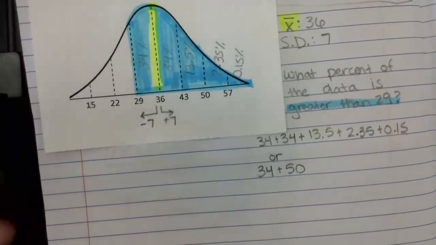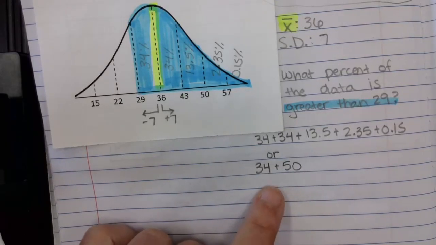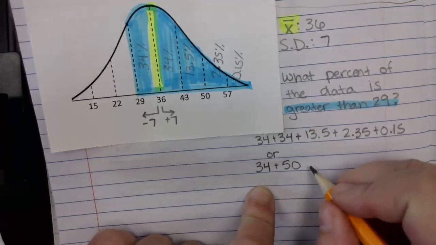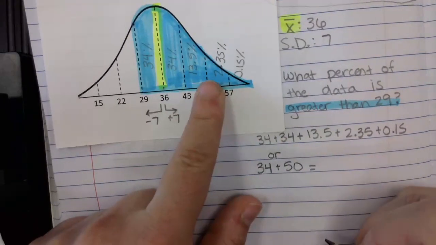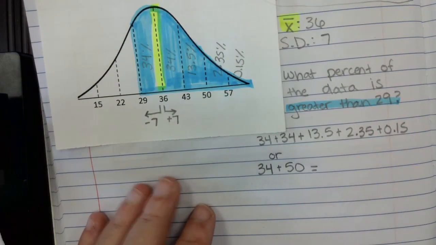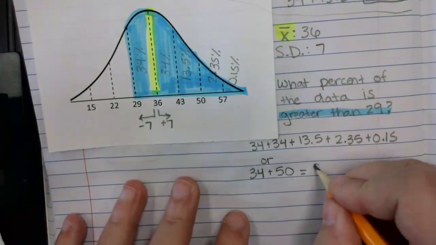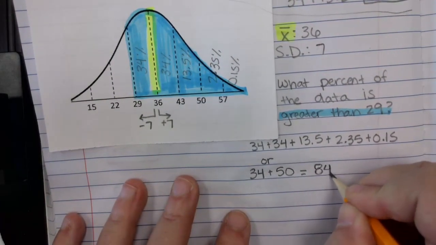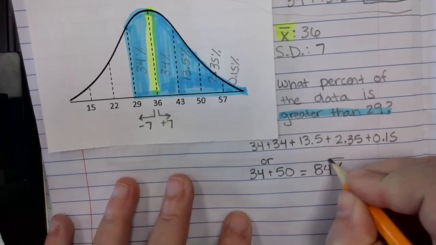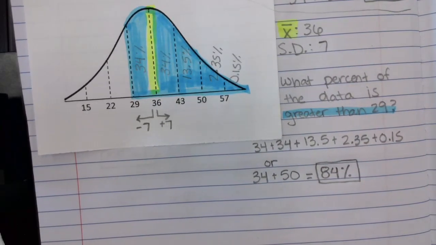Okay, if that makes sense to you, you can always do it that way, thinking half the graph is 50%. If you're like, where the heck did that 50% come from? Why is that 34 there? Just add each individual one up, you get the same answer. It's a little bit more work, but you'll get the same thing. Okay, and 34 plus 50 is 84%. Of our data should be bigger than 29.